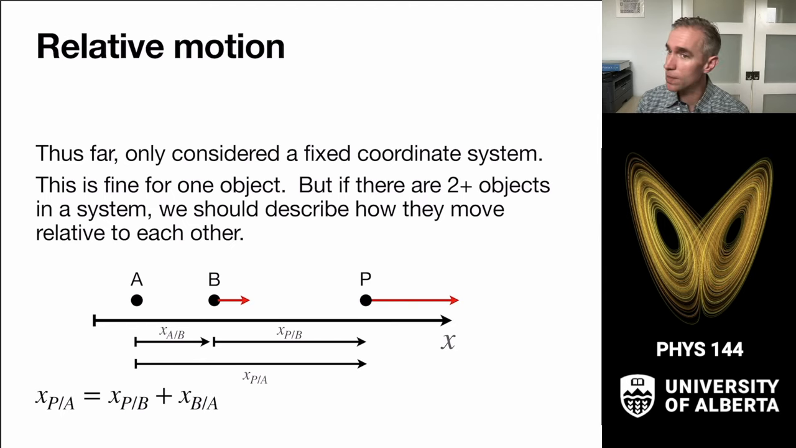And I'm going to set up a weird notation. It's the same notation as in your book. In this case, the position of the object P right here, as observed by A, so I'll use this P slash A notation to mean object P observed by A, or with respect to A, is the object P measured with respect to B, plus the separation between B and A. So that is object B with respect to A. And geometrically, this makes sense. This is object P with respect to A, is that one. And then that's object P with respect to B plus object B with respect to A. Sorry, this should say B slash A because we're not savages here.